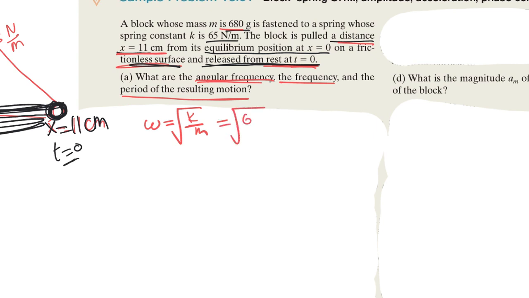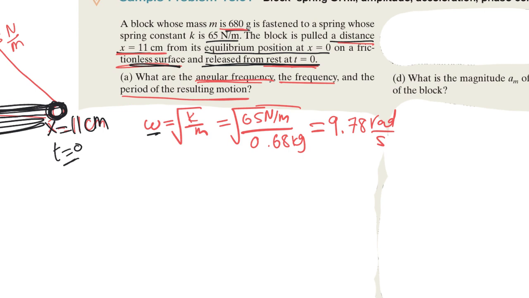So it will be k, the k is 65 Newton per meter, over the mass. The mass is 680 grams, which is 0.68 kilogram. Then we will get the angular frequency as 9.78 rad per second, because the unit of the angular frequency is radians per second.